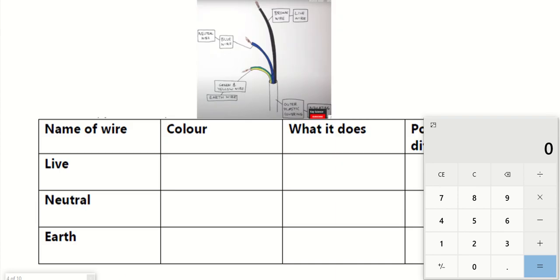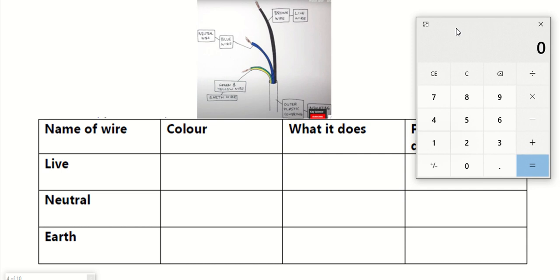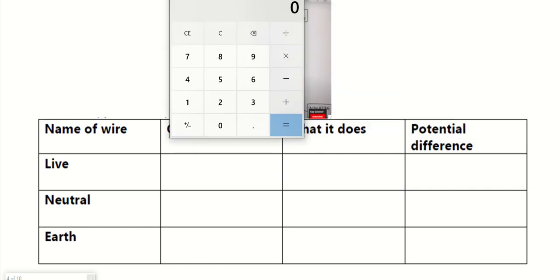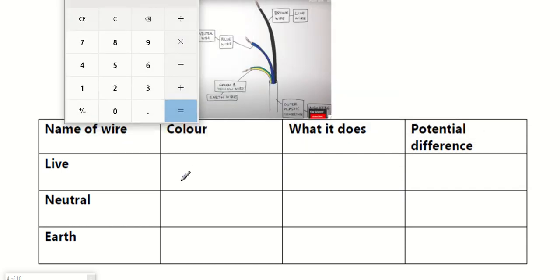Now, the next question, I want you to have a go at this question. Let's just move the calculator out of the way so we're able to see what we're doing. I'll give you 2 minutes to have a go at filling this in, and then I'll show you the answers.